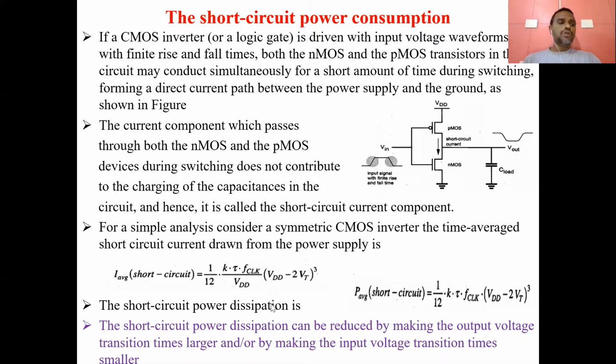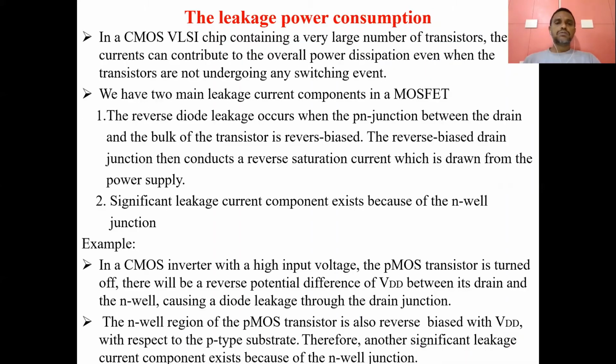Now we'll go with the next one, leakage power consumption. If you consider a PN junction diode in reverse bias, what happens? I will show the diagram here. The PN junction diode is connected like this. Here we have the depletion region, and this one is the P and this one is the N.